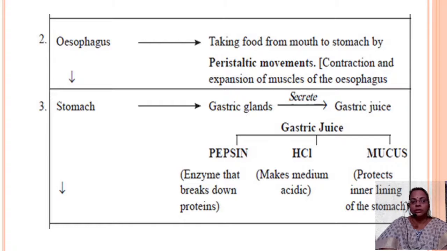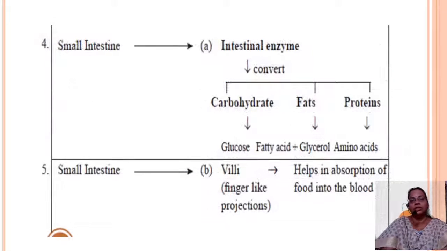Then we will move on to the next region, that is the small intestine. In the small intestine, with the help of intestinal juice, it will convert the carbohydrate into glucose, fats into fatty acids and glycerol with the help of bile also, and proteins into amino acids. So here the complete digestion of food takes place within the small intestine. And the small intestine helps in absorption of needed nutrients. The inner lining of the small intestine projects out in the form of finger-like structures, that are called villi. And villi help in absorption of food into the blood.